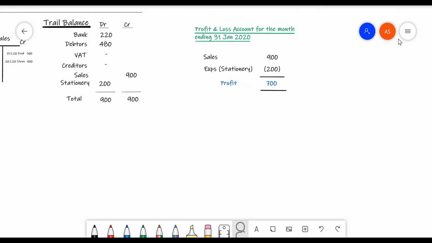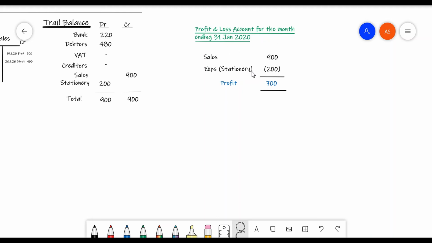So to the profit and loss account. This is a reflection of all our activities during a period. In our case, it's for the month of January. But if it was for an annual set of accounts, it would read the profit and loss account for the year ending a particular date.